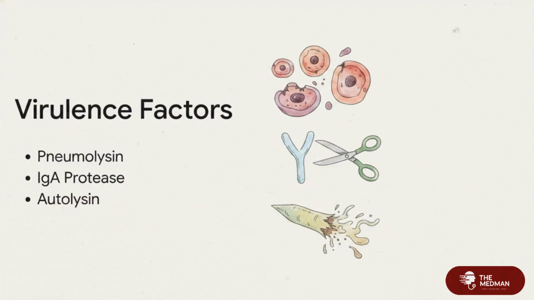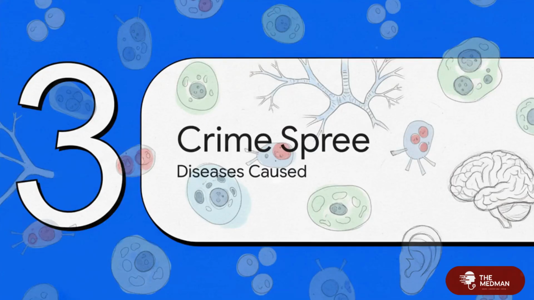And finally, autolysin. This one's wild. The bacteria basically has a self-destruct button. Autolysin causes some of the bacteria to intentionally burst open, or lyse, and that spills massive amounts of that damaging pneumolysin directly into the surrounding human tissue. Which brings us to Section 3, the crime spree. Let's look at the actual diseases it causes.